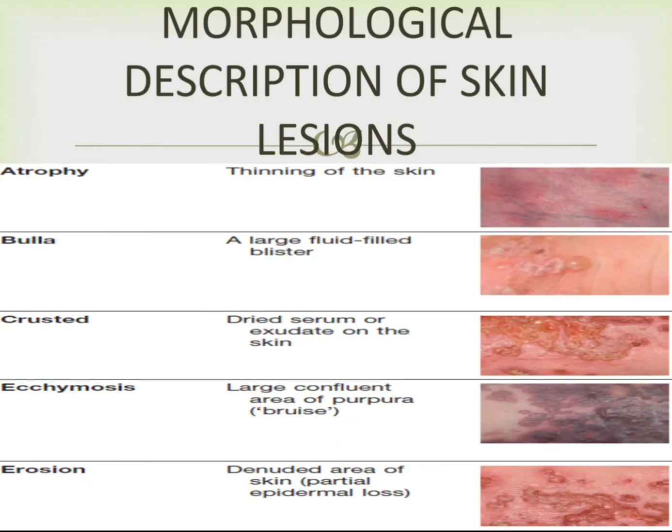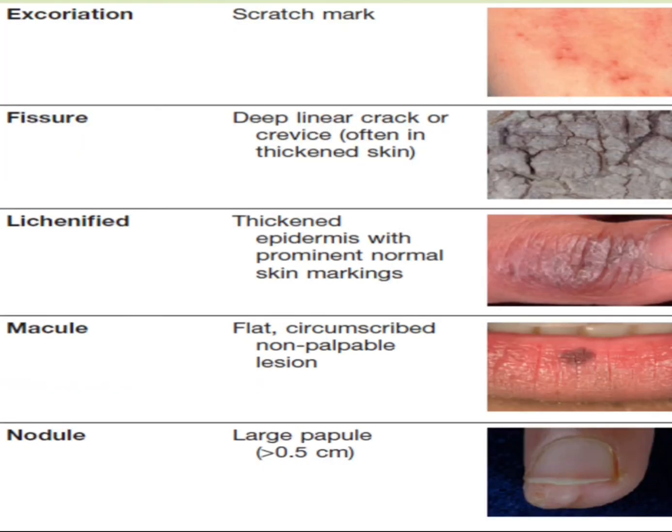So basically, we have already talked about the skin lesions in detail. If you're in a hurry and you just want to look at a summary, these are the best slides to look at. Basically, atrophy, thinning of the skin. Bullae, a large fluid-filled blister. Crusted, dried serum or exudate on the skin. Ecchymosis, large confluent area of purpura, which is a bruise. Erosion, denuded area of skin, partial epidermal loss. Excoriation is basically a scratch mark.